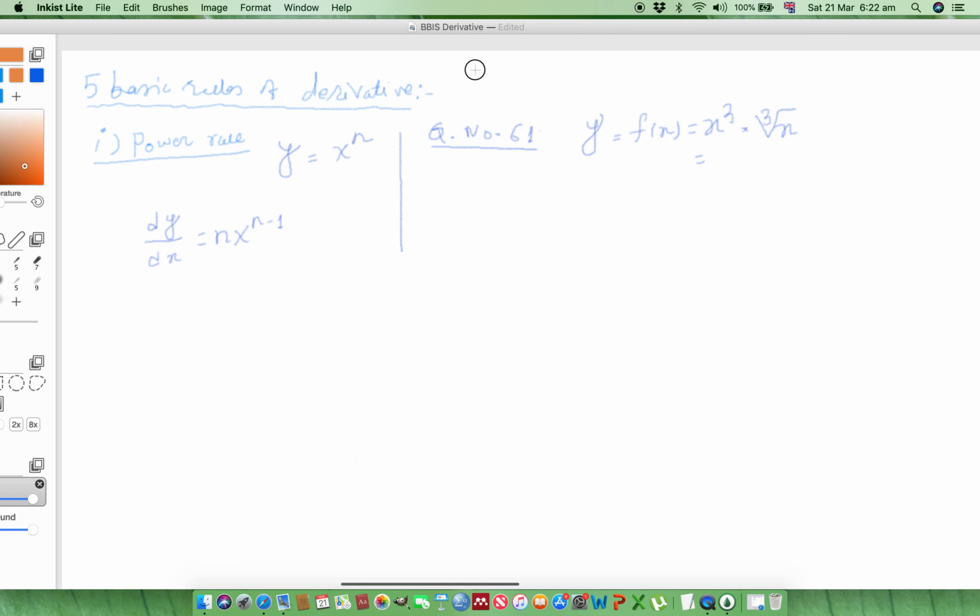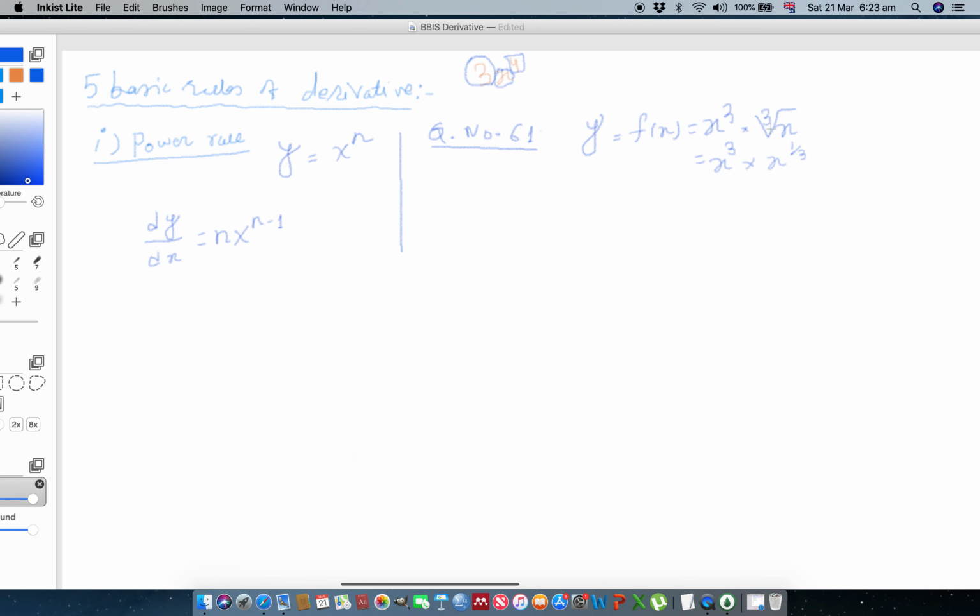In the case of 3x to the power 4, we say this 3 is the coefficient of x, this x is the base, and this 4 is the power. So here the same bases are x, the power of x is 3, and the power of the other x is 1 over 3. When we remove this root, the form looks like this.